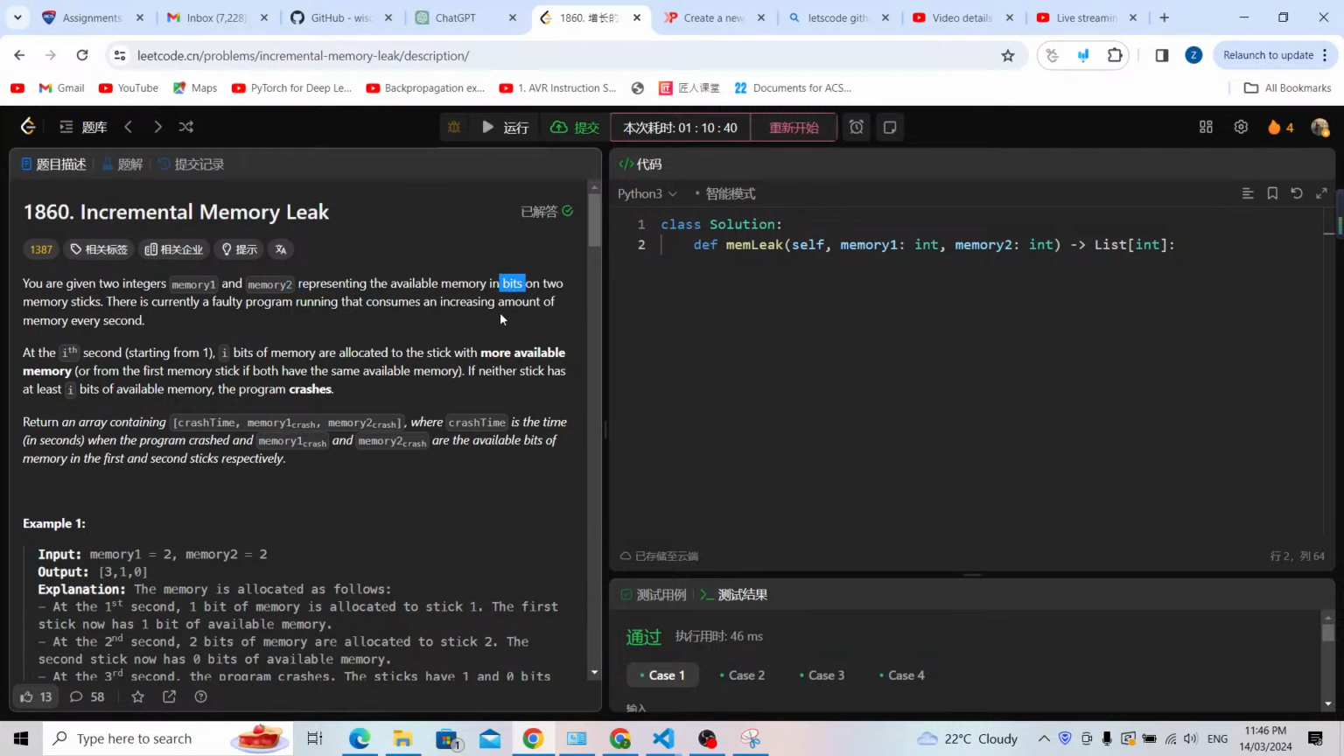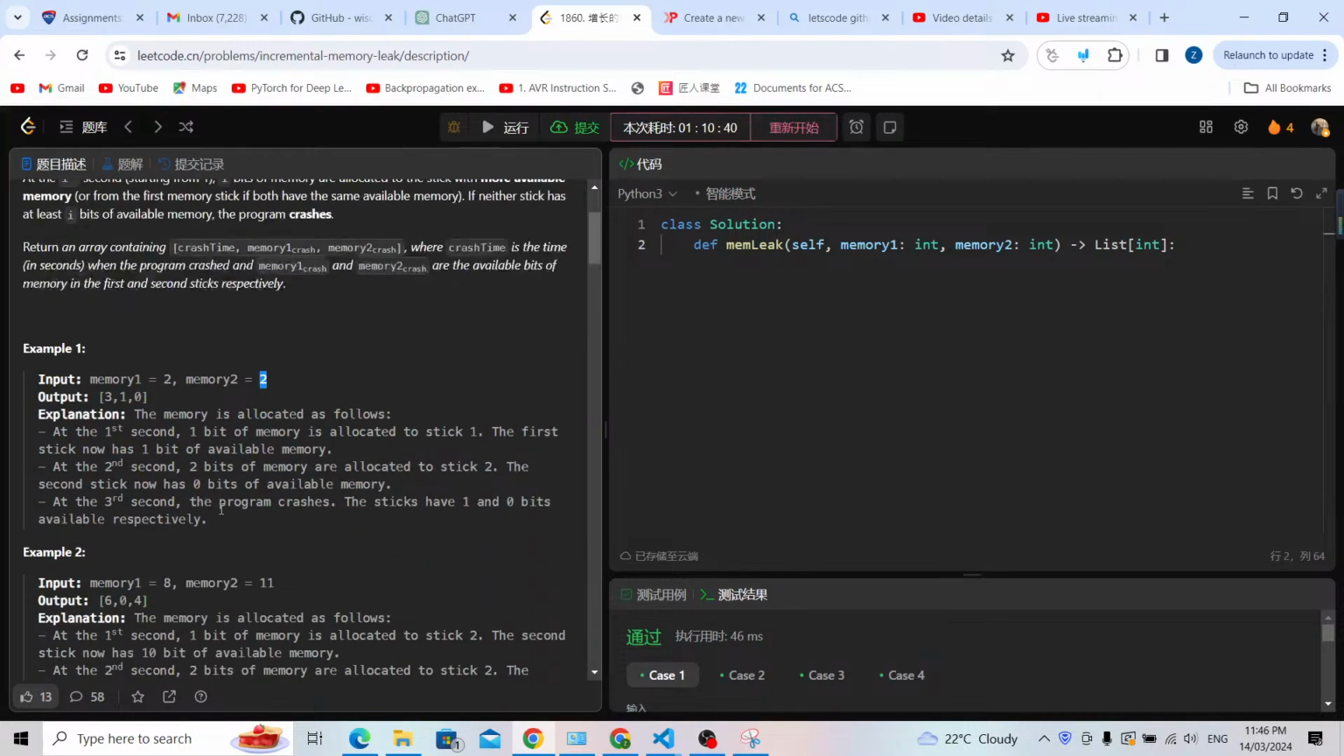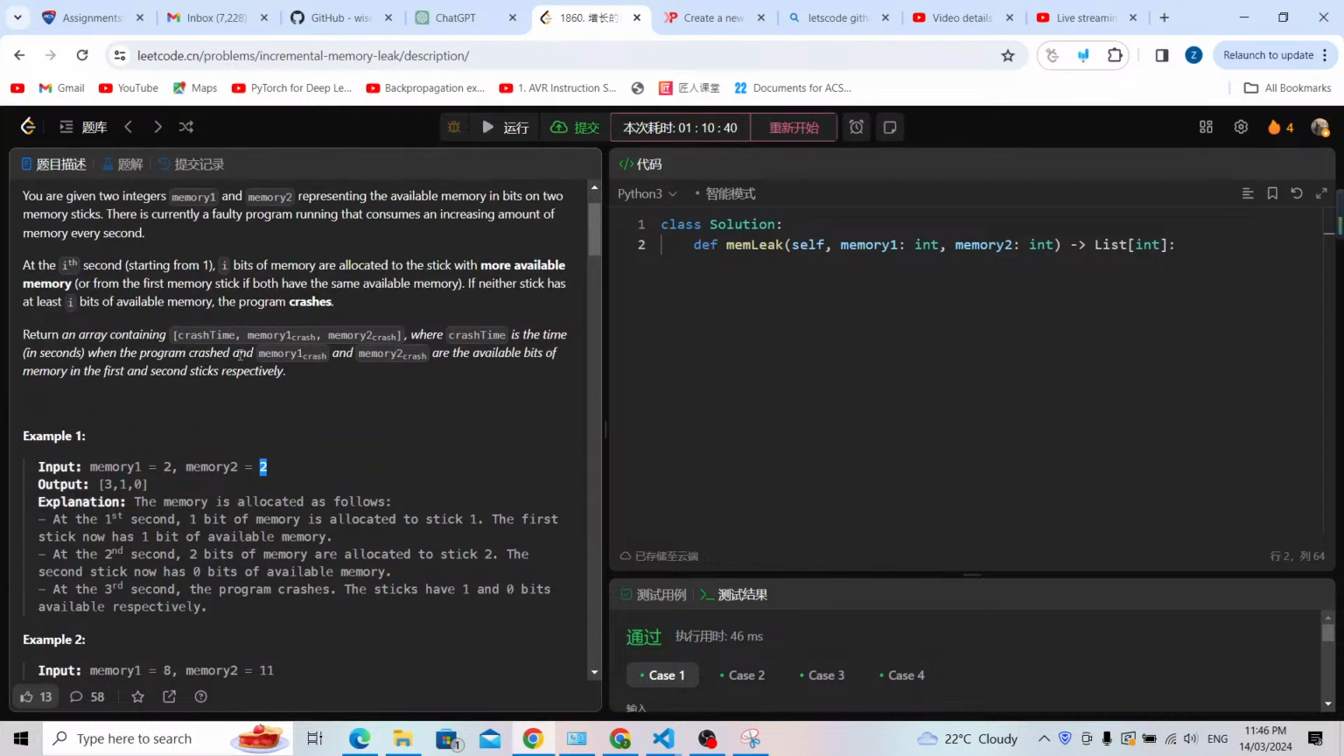Is that a binary base or something? Yeah, so that is just a number. We can understand it as a number. So this is not a binary base. Otherwise, it's gonna be much more difficult.